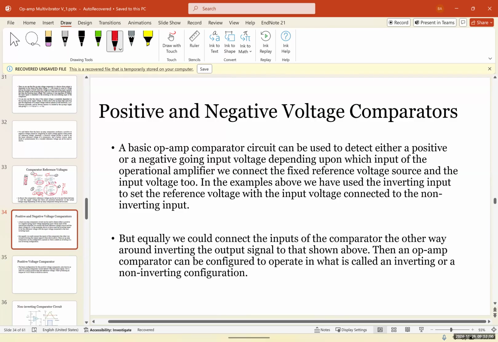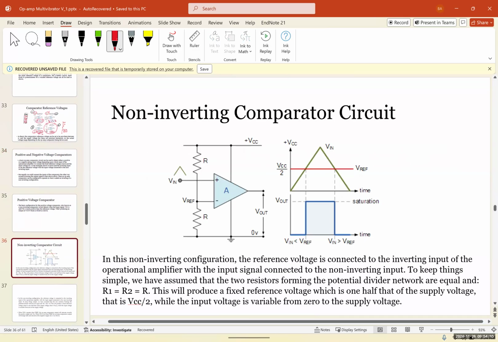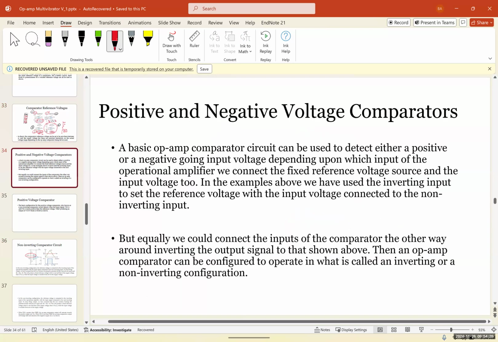We have two types of comparators: a positive and a negative voltage comparator. The only difference is that for a positive voltage comparator, the input voltage is connected to the positive input, what we call the non-inverting comparator. And for an inverting or negative comparator, the input voltage is connected to the inverting input, or the negative input of the op amp.